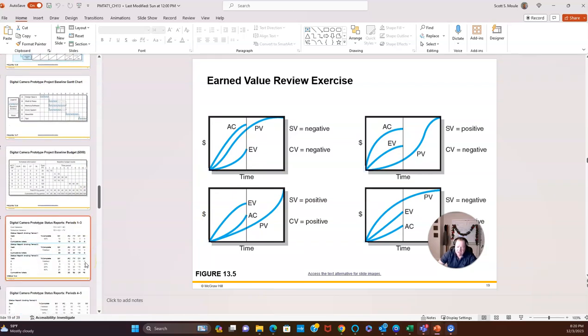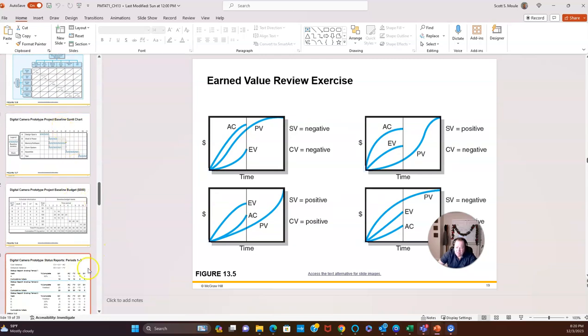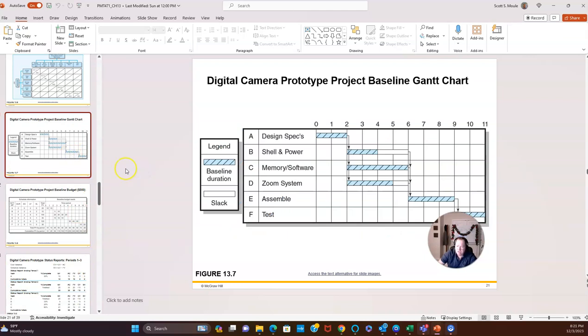And if I look at this, there are various different formulas to show you, and I'll walk you through just a couple. So let's say you're building a camera, and there are like 6 slides on this. So I'm going to do a high level on this just so you get an idea. Your project is to build a digital camera. You have 6 different tasks. You've got to design it, build a shell, memory, zoom system, assembly, and testing. This is what your baseline is. So you thought it was going to take 11 months to complete everything.